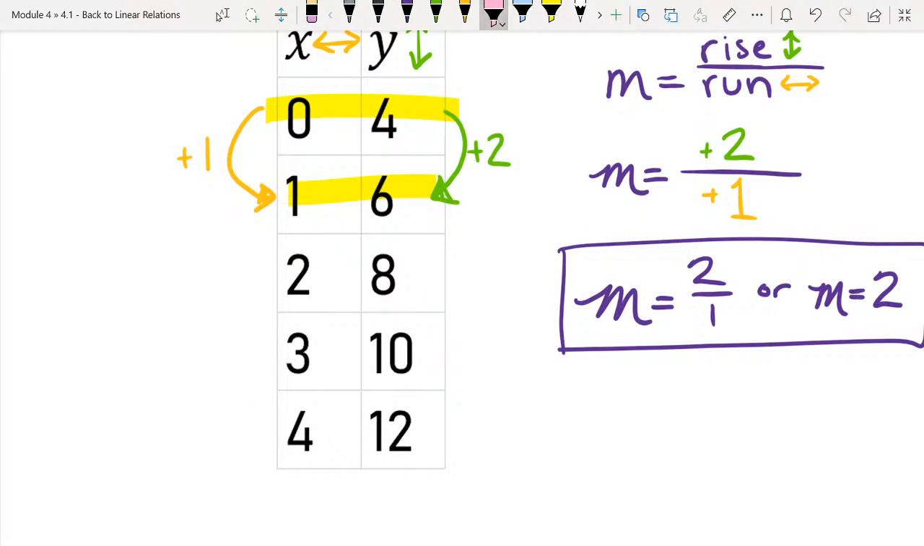Let's say I had chosen to go from this point to that point. Well, here, from 8 to 12, if I count that out, 8 and then 9, 10, 11, 12, that's plus 4. You can't see me, but I counted that on my fingers. And down here, from 2 to 4, well, 2, 3, and then 4, that's going up by 2.